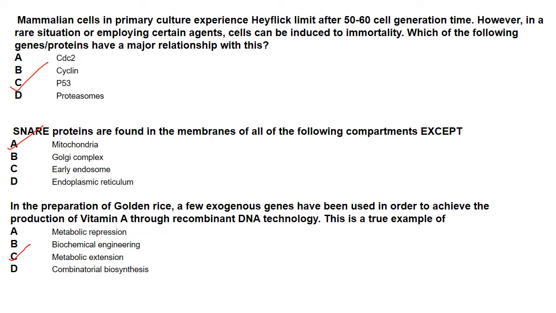Then next one. Snare proteins are found in the membranes of all of the following compartments except mitochondria. Answer is option A. Then next, in the preparation of golden rice, a few exogenous genes have been used in order to achieve the production of vitamin A through recombinant DNA technology. This is an example of metabolic extension.